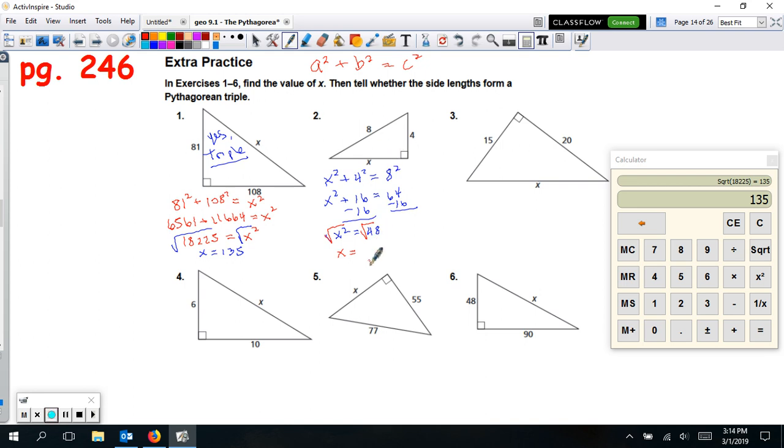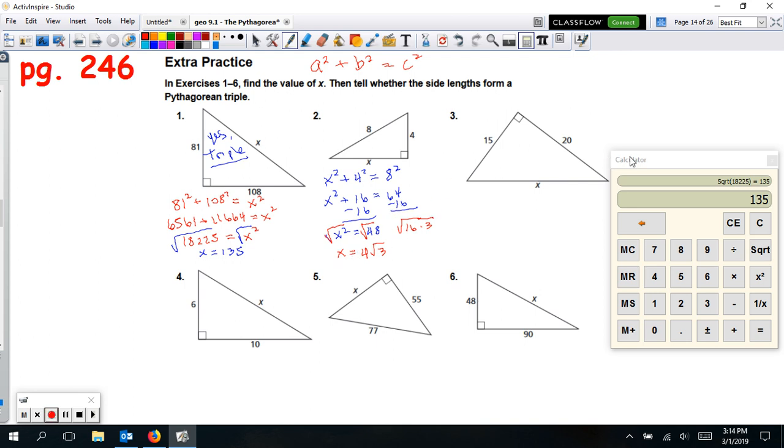We want to leave this in terms of a radical, but we do want to simplify our radical. Inside of 48, we could think of 16 times 3. The square root of 16 times 3, and 16 is a perfect square. The square root of 16 is 4. So our answer for x will be 4 square root of 3.